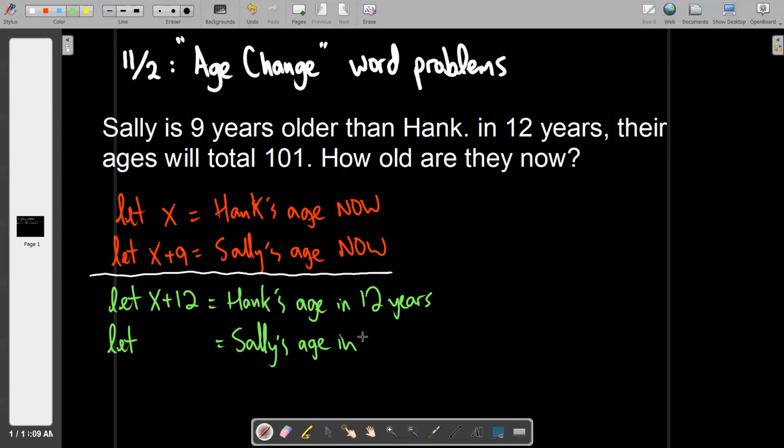Yes, it would be. So we're going to take whatever Sally's age is now, and again, we're just future jumping here. So we're going to say in 12 years, if she's already X plus 9, in 12 years, she's going to be X plus 9 plus 12, aka X plus 21. Got it? So we have to now consider which variables we want to use to write our equation. And the choices are, do we want the red ones or the green ones?